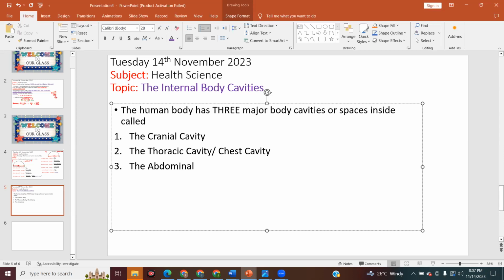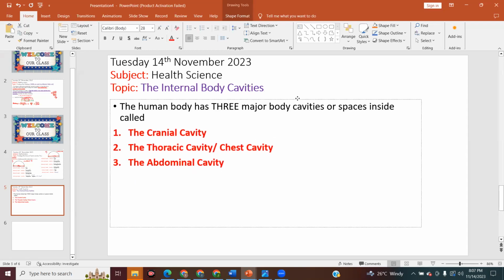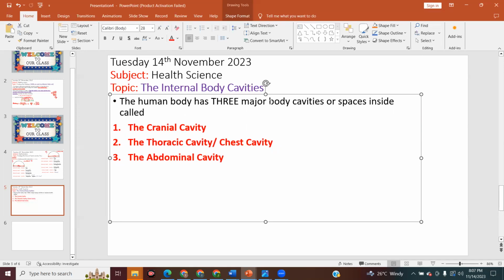Now, these are not the only cavities there are. When I was a student, I thought that these were the only 3, but as I learned more, I found they are not. These are just the ones that they teach you at this level. But there are more. Now, a cavity is basically a space.